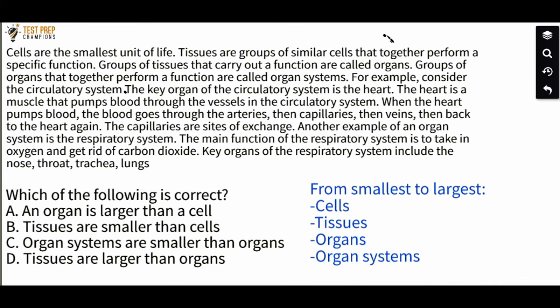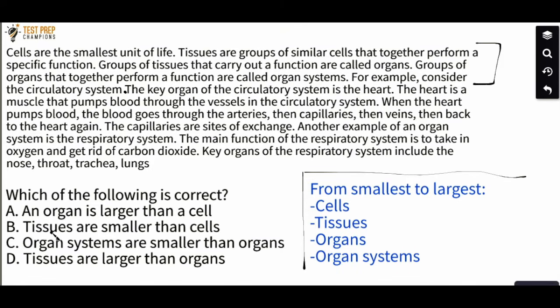So it's really these first few sentences here that give us the information that we need, right? It tells us cells are the smallest unit of life, and then tissues are groups of similar cells, and then it tells us that groups of tissues are called organs, and groups of organs are called organ systems. So if we take the information from the first couple sentences, we can see the different components listed from smallest to largest, and I typed this out in blue for you. I just picked blue randomly to make this information stand out from the rest of the question.